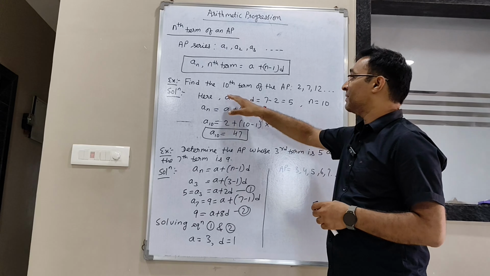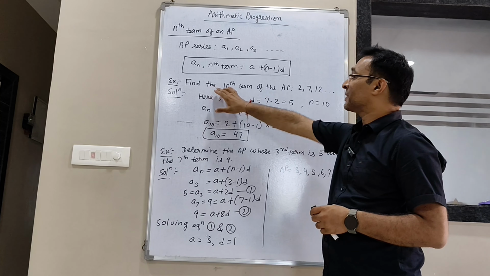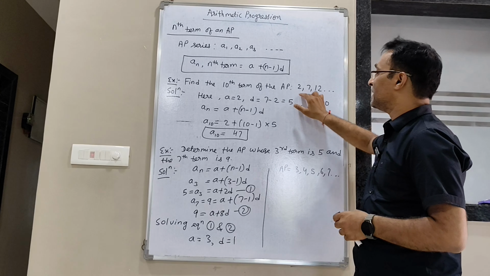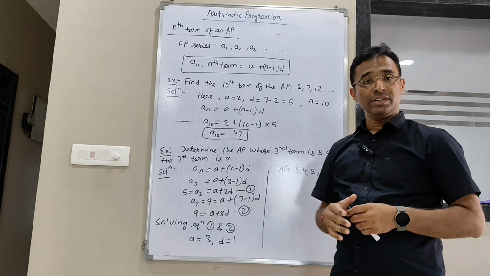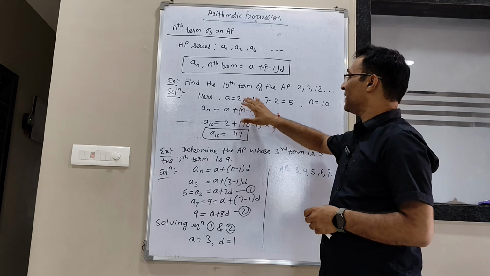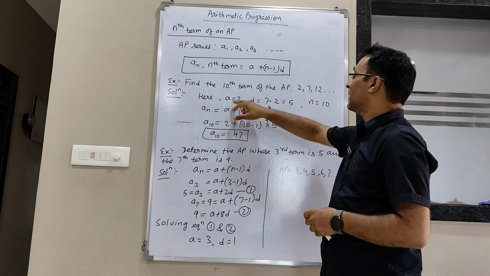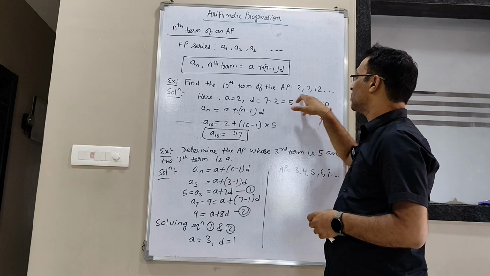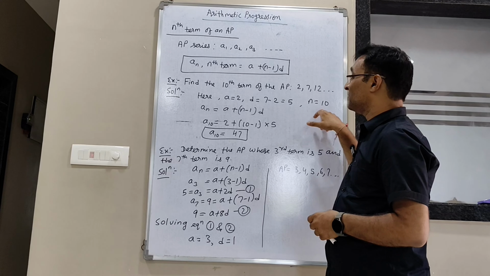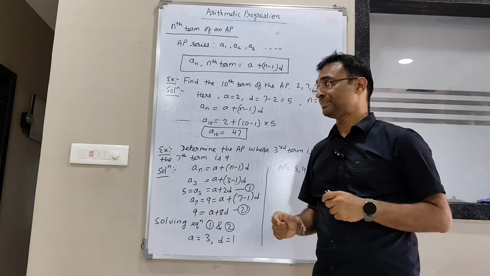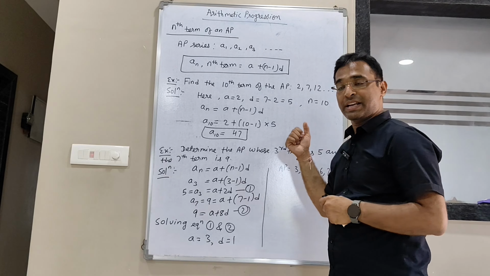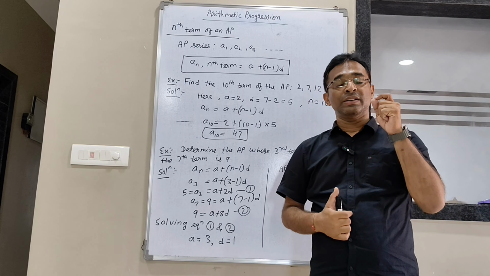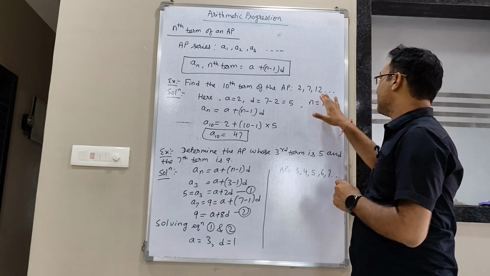Let's go one by one. The first one is: find the 10th term of the AP. The AP given is 2, 7 and 12. So here again applying the formula, a is 2, the first term, d is 7 minus 2, and the term which we need to find out is the 10th. So I have taken n equals 10. Applying in this formula we will get 47. So the 10th term of this AP will be 47.